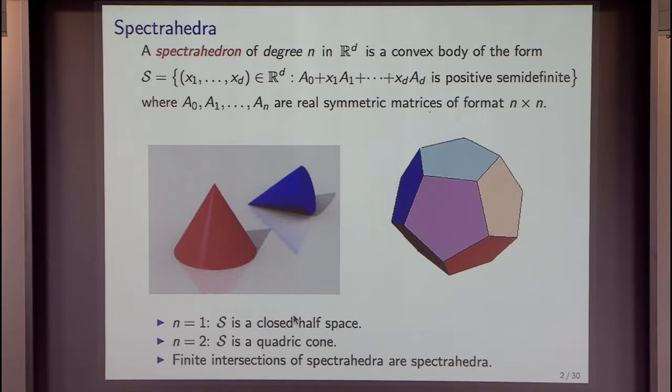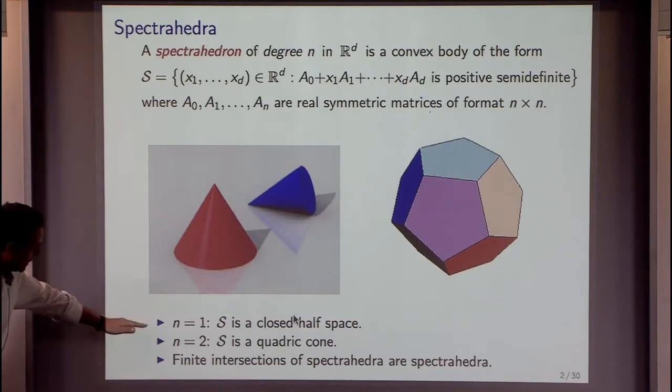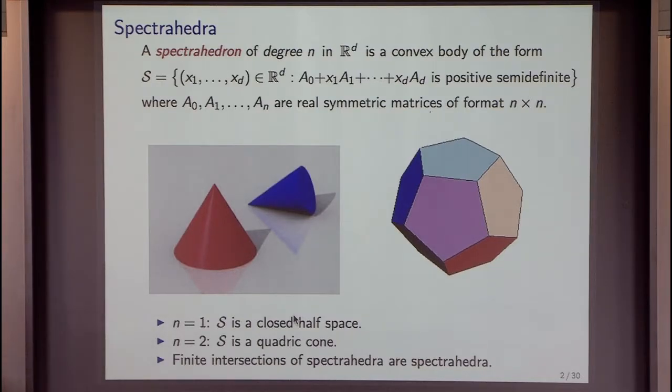Another very basic observation is that a finite intersection of spectrahedra is again a spectrahedron, right? Because you can stack up the matrices along the diagonal and take a bunch of small symmetric matrices and make bigger symmetric matrices. So taking the first statement and the third statement, we learn that every convex polyhedron is a spectrahedron. A convex polyhedron, by definition, is a finite intersection of closed half spaces.